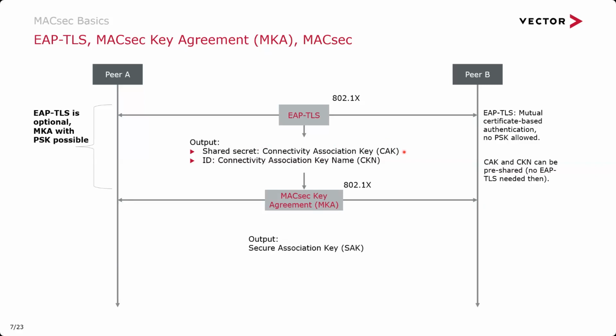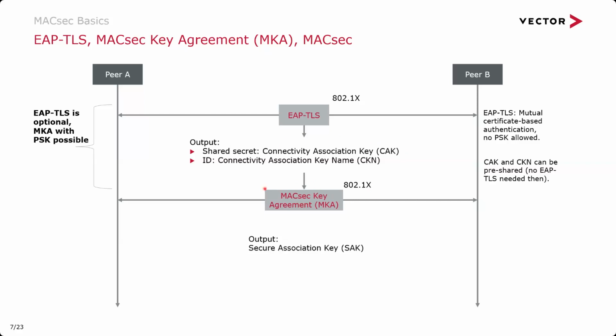And this shared secret, this connectivity association key, is then used in the next step as an input to the MACsec key agreement. Now, because I mentioned you can use certificate-based authentication, but you can also use pre-shared keys, if you do not use certificates, then you can just pre-share this connectivity association key. So in the end, if this CAK is just in the ECU, then you don't need this EAP-TLS before. And of course, from a performance perspective, this saves some time because EAP-TLS takes some time, because we need to validate certificates and so on.